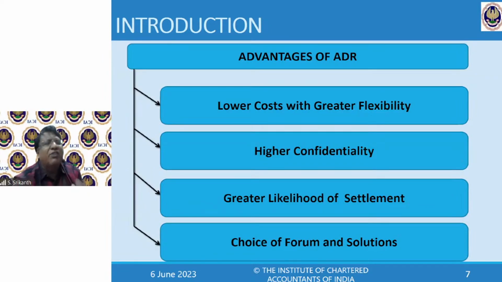Why I say defendant? Because the defendant is simple. He took goods for 1 crore, he is not paying. Okay, you file a case. The longer you delay, the better off he is. Am I correct? So, higher confidentiality.